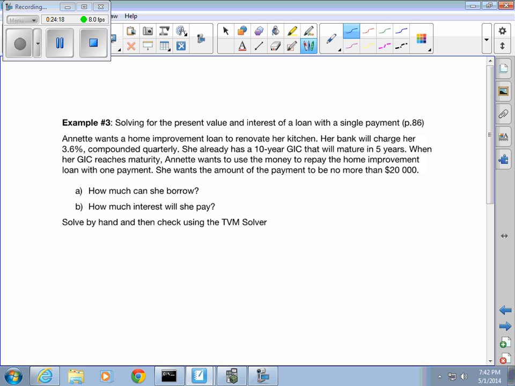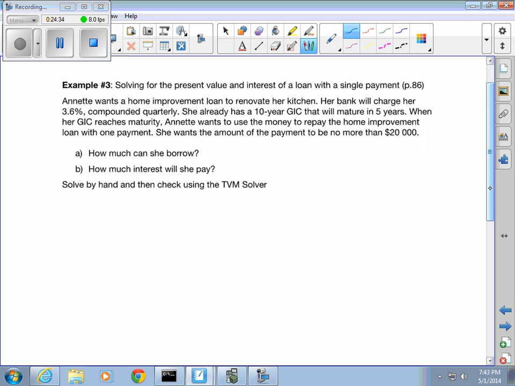So, there's 2 ways of doing this. You can do it on your calculator, but it's sometimes easier to solve by hand than it is to do on your calculator. So if I do this using my formula, my future value, A, is equal to P times (1 plus i) to the power of n. So she wants it to be $20,000. We need to see how much she has to borrow. That's what we're trying to find: how much she can borrow, the principal.